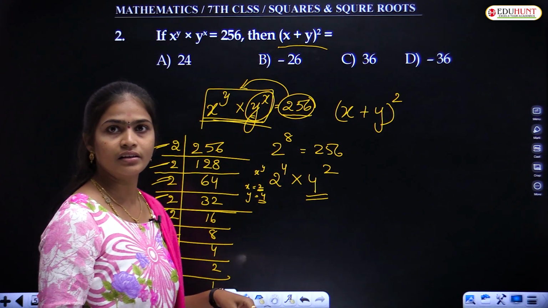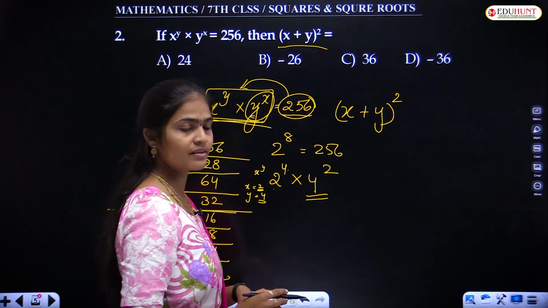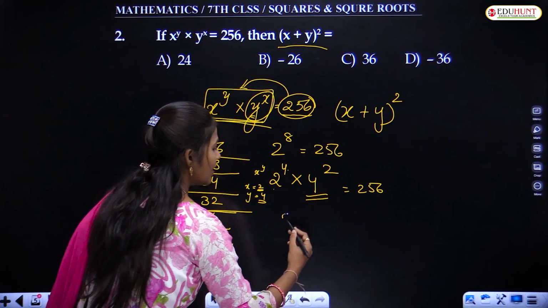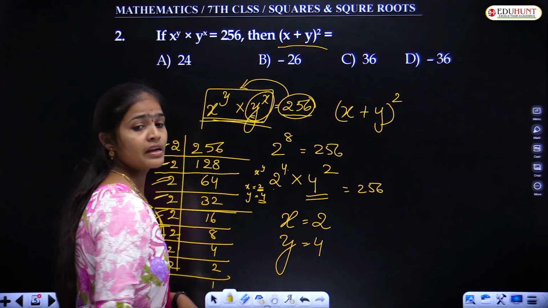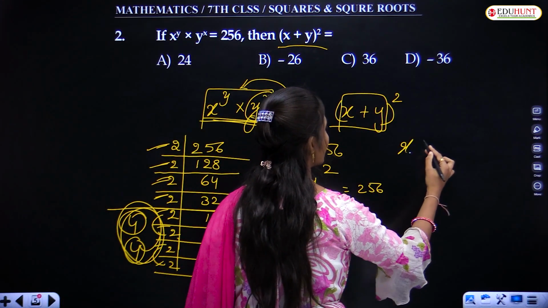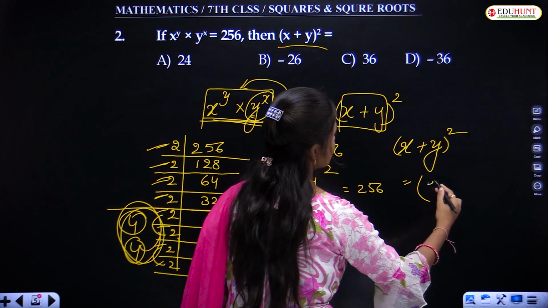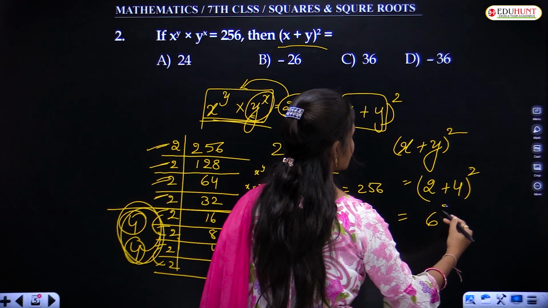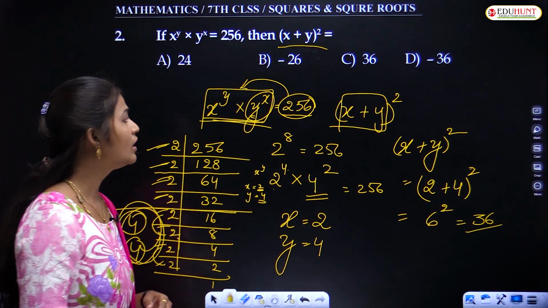Which condition did they give? Okay, so now this is in the form of x power y into y power x, which equals the value 256. Now from this, what is the value of x here? x equals 2 and y equals 4. Now what are they asking? We need to find the value of (x plus y) whole square. So (x plus y) whole square equals (2 plus 4) square, which is 6 square, which equals 36.